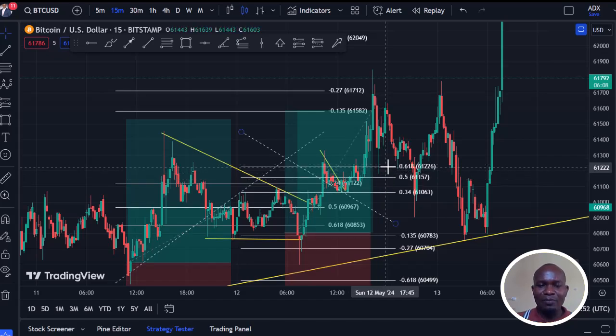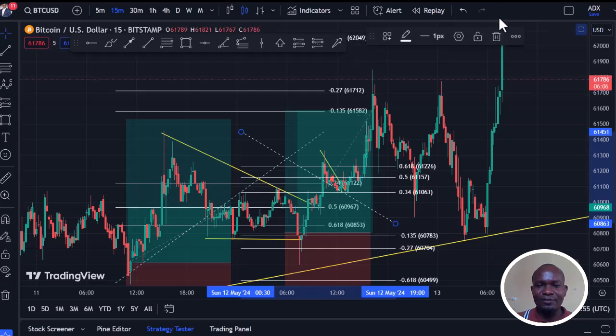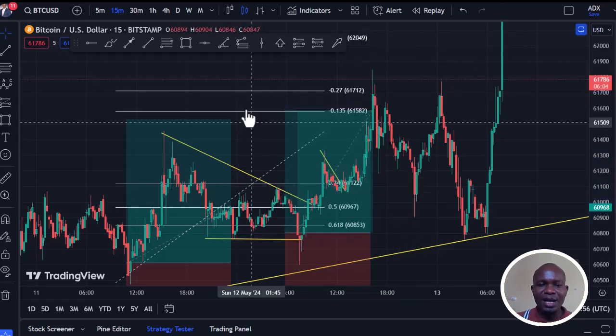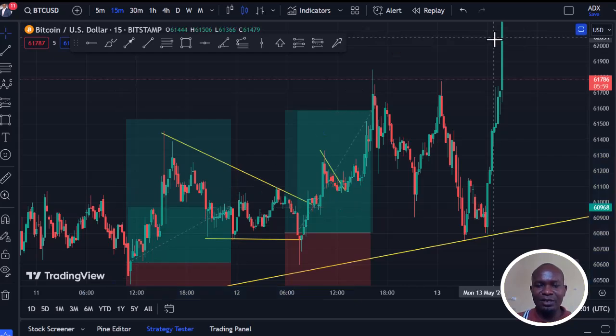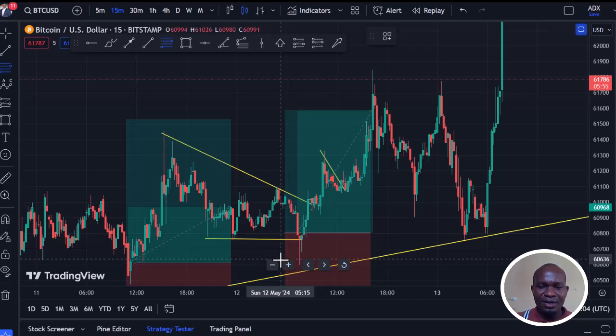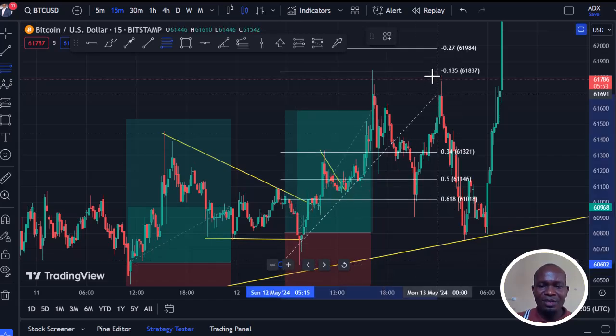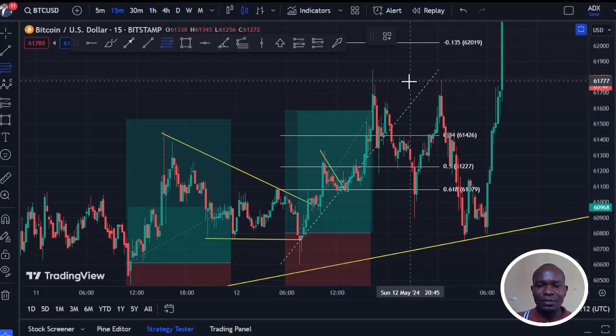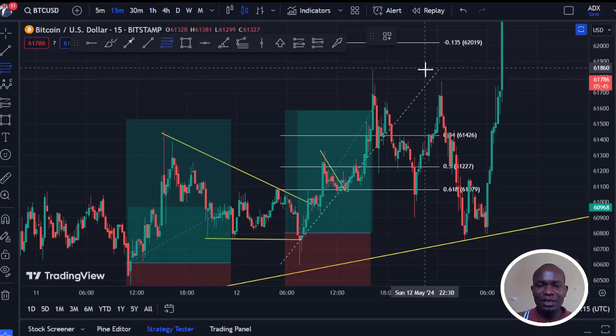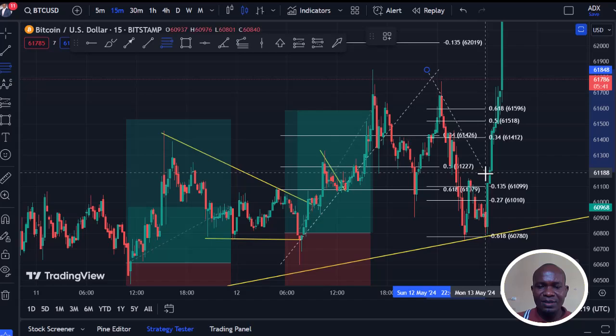So let's see how we can take the second trade. Clear this so that your charts will be clean and not confusing. So we have the first impulse here. This is our first impulse from here to there. That's our first impulse, and we have the first counter trend. Our first counter trend impulsive move is this to this.